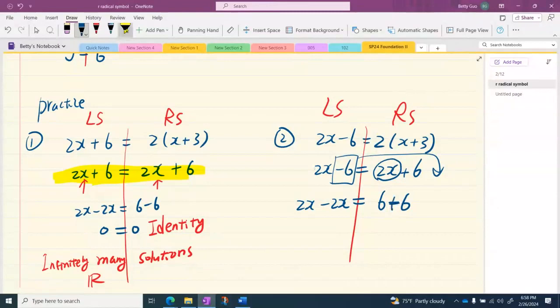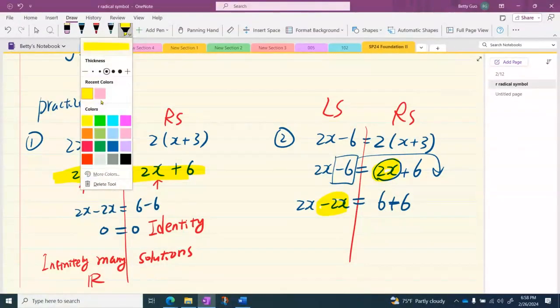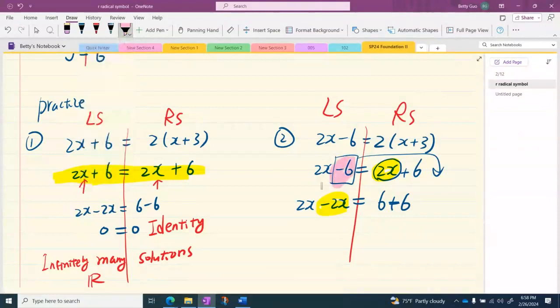Let me color them. So what happened is this yellow term is moved from right to the left. So positive 2x becomes negative 2x. And this negative 6 is moved to the right. Negative 6 becomes positive 6. And we have the equal sign in the middle. On the left side, what is 2x minus 2x? Don't worry, I know it's a 0. It is a 0. You have 2 apples, I take them all. You have none, you have nothing. And on the right side, we do have 12.